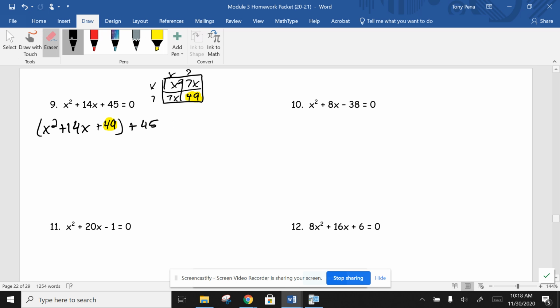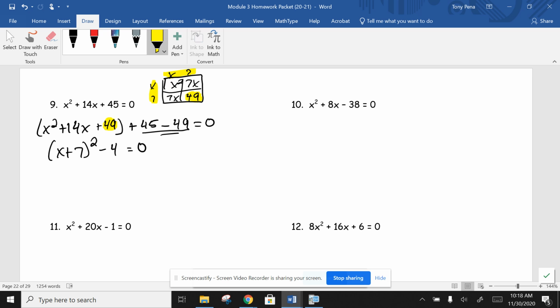Let me leave a little bit of space because then if I added 49 inside, we'd have to subtract the 49 from the 45. If we look at our square, we have an x plus 7 and an x plus a 7. So this just becomes x plus 7 squared. And then 45 minus 49 is a negative 4, and then that would equal a 0. Completing the square now, the way we actually solve that is with our square roots. So this is now where we want to get this by itself, so we want to isolate this squared term. So I'm going to add 4 to both sides to get rid of the 4. So those will cancel.